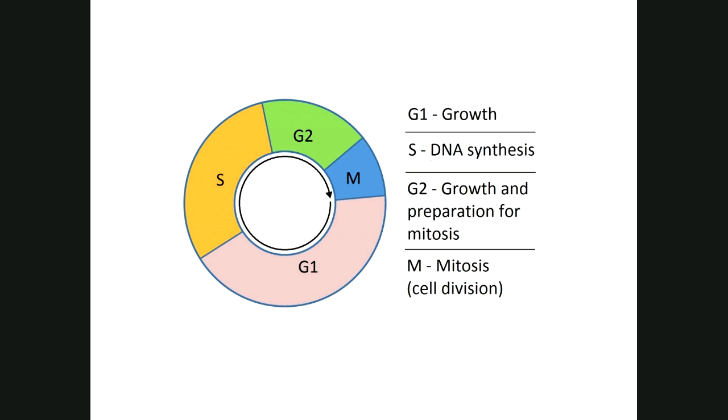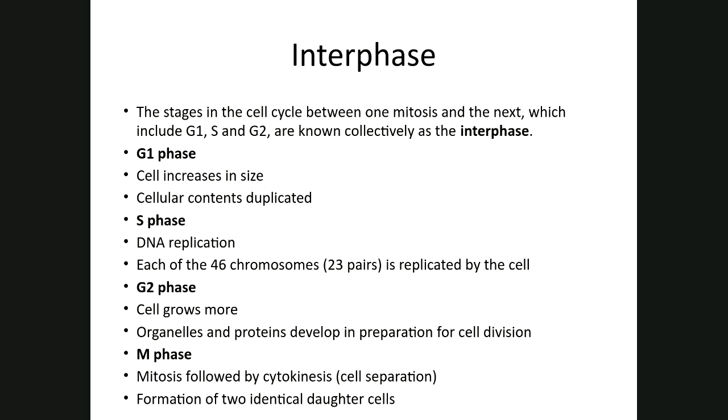Without M phase, all these phases are known as the interphase stages. It means the gap between the phases, G1 phase, S phase, and G2 phase, are known as the interphase stages. So the stages in the cell cycle between the mitosis and the next, which include the G1, S, and G2, are known collectively as interphase.